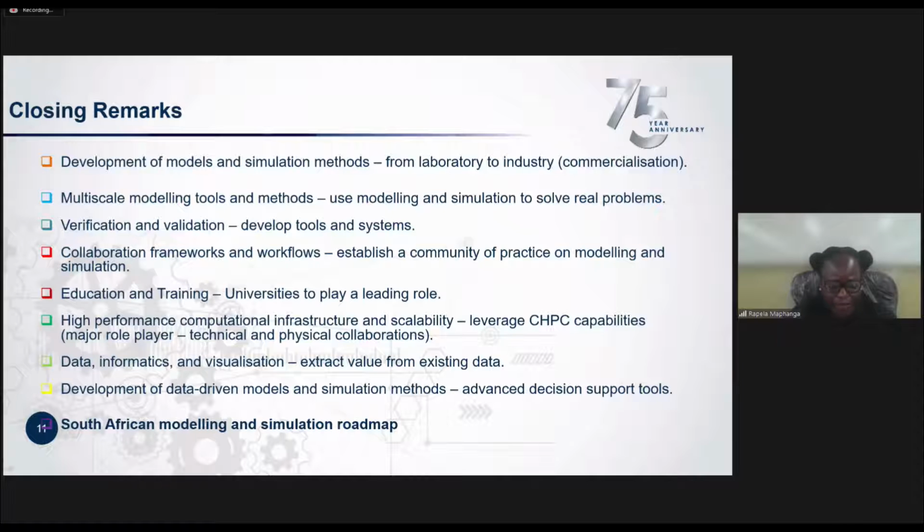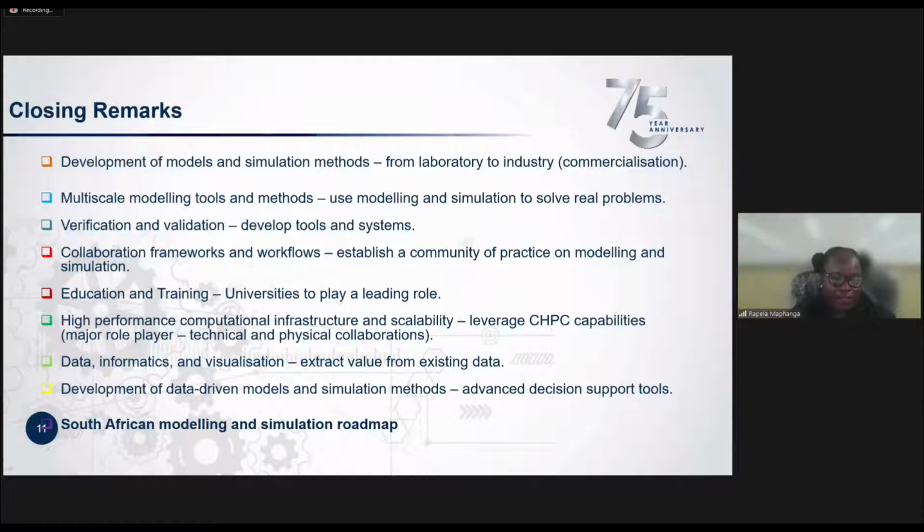Then in terms of data informatics and visualization, we have to see how we extract value from existing data, particularly the unique data that we generate in South Africa. Because if we go to the global scale, we may find that value from some of the existing data has already been extracted. So we may need to focus particularly on the South African situation.